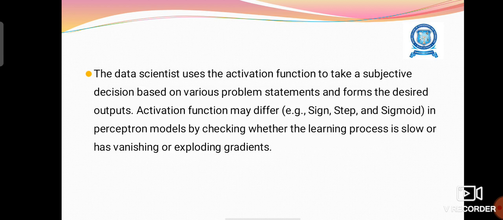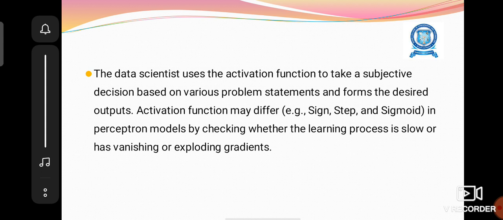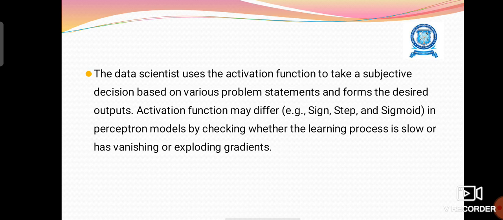The data scientist uses the activation function to take a subjective decision based on various problem statements and forms the desired outputs. Activation function may differ in Perceptron models by checking whether the learning process is slow or has vanishing or exploding gradients.